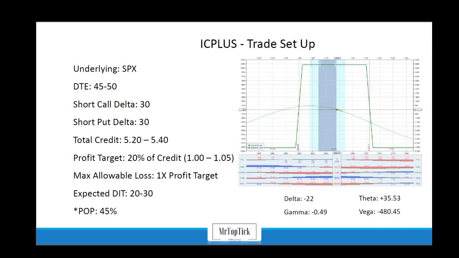Now we can talk about our profit target. As mentioned, we're looking to make 20% of this credit. So whatever credit we get, we multiply that by 0.2, and that'll give you your profit target.